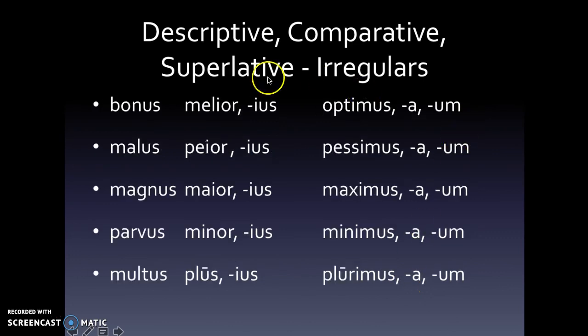Now for the irregulars. Just as with English, Latin has some irregulars. So good, better, best. These don't look anything like each other, but English pulls the same tricks. So these you really want to memorize so that you are familiar with them.